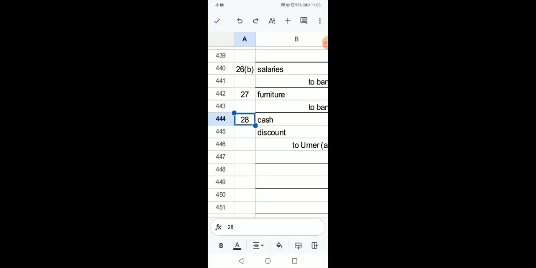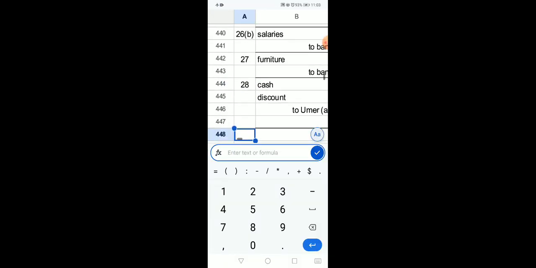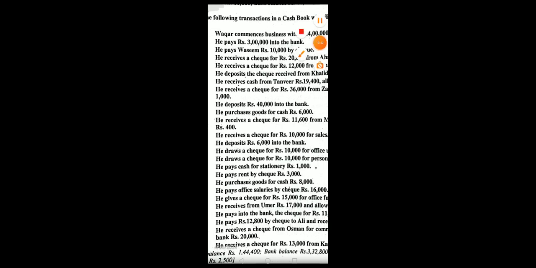Let's see what is next after 28. It is 29. We will mention the date first. All right. Now let's see what 29 is saying. He pays into the bank the check for rupees 11,600 received from Manzoor. Okay, what had happened? You have received a check from Manzoor and that is directly deposited into the bank.